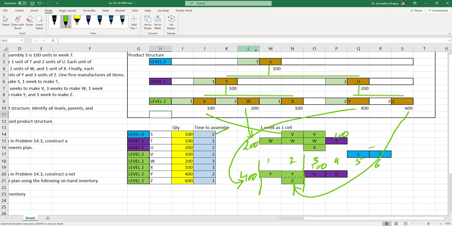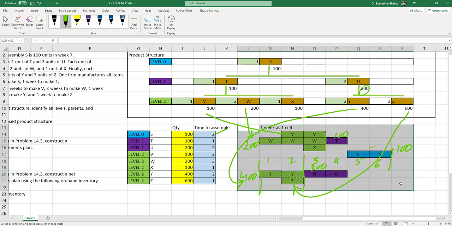This will allow me to start assembling 100 units of T and 200 units of U. This 200 is coming from here, such that by the end of 6 weeks, I will have 100 units of S. So all of this process that we have is called the time phase structure.